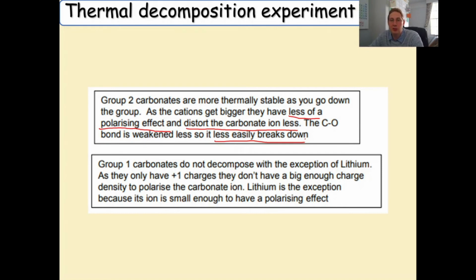Group 1 carbonates do not decompose with the exception of lithium, as they only have +1 charges. They don't have a big enough charge density to polarize the carbonate ion. Lithium is the exception because the ion is small enough to have a polarizing effect. Just learn how to describe that.